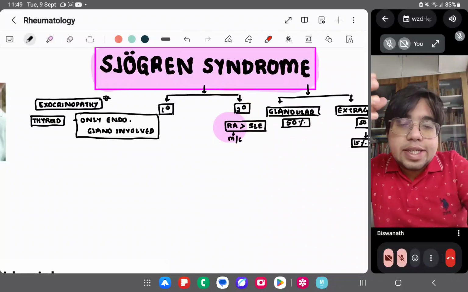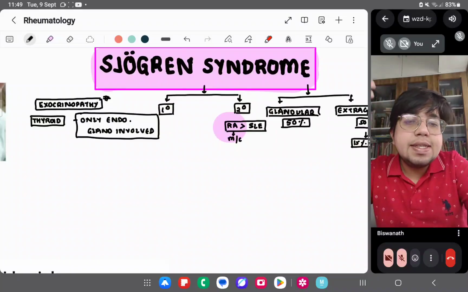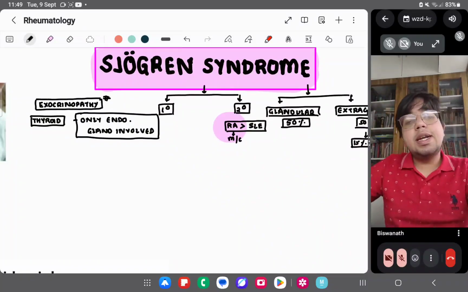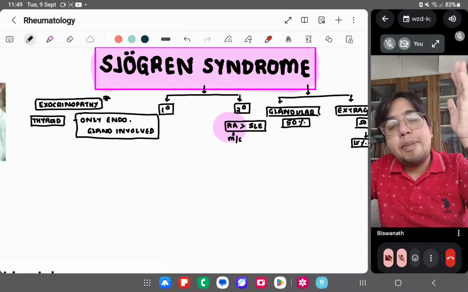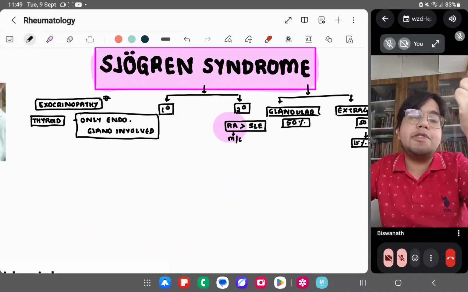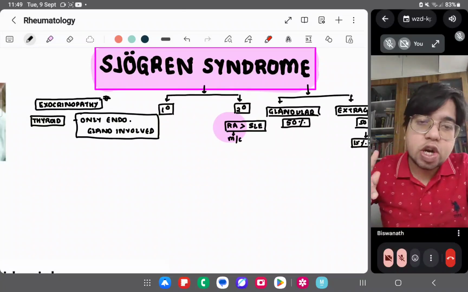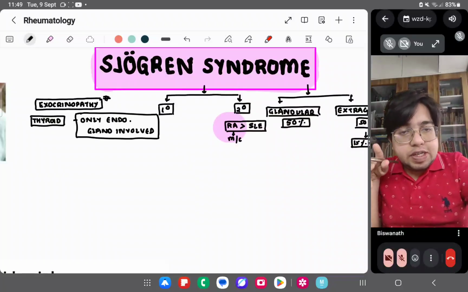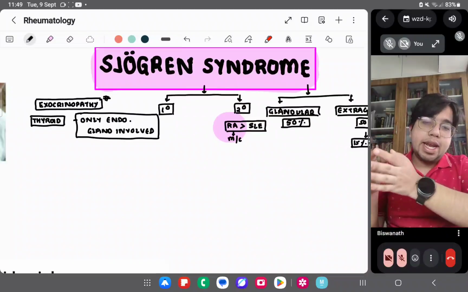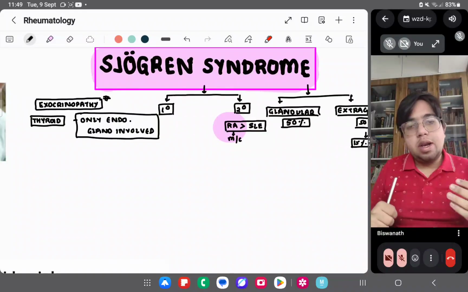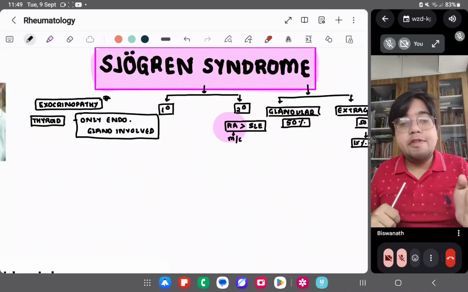Now, extrahepatic manifestations are common here. Okay. Sjogren syndrome in many cases is associated with HCV, that is hepatitis C virus. And due to this association with hepatitis C, it can have extrahepatic manifestations, right, in Sjogren. But otherwise, it is an exocrinopathy. Most of the autoimmune disorders which you read about have a genetic and an environmental role. The etiopathogenesis starts off with genetic and environmental factors.